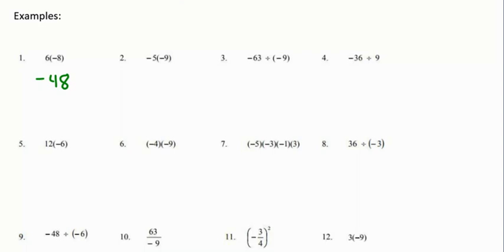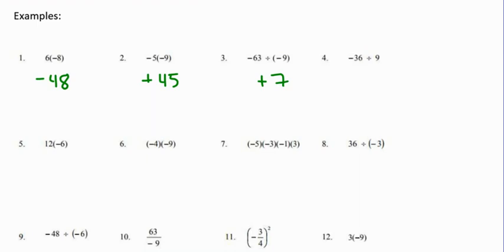Next, I have a negative times a negative, which is a positive. 5 times 9 is 45. Negative 63 divided by negative 9. A negative divided by a negative is a positive. 9 goes into 63 7 times.